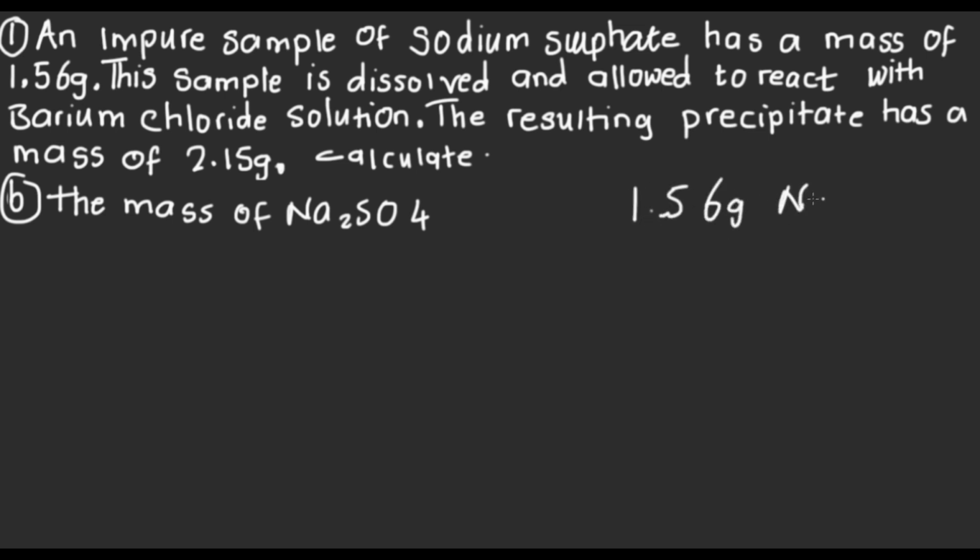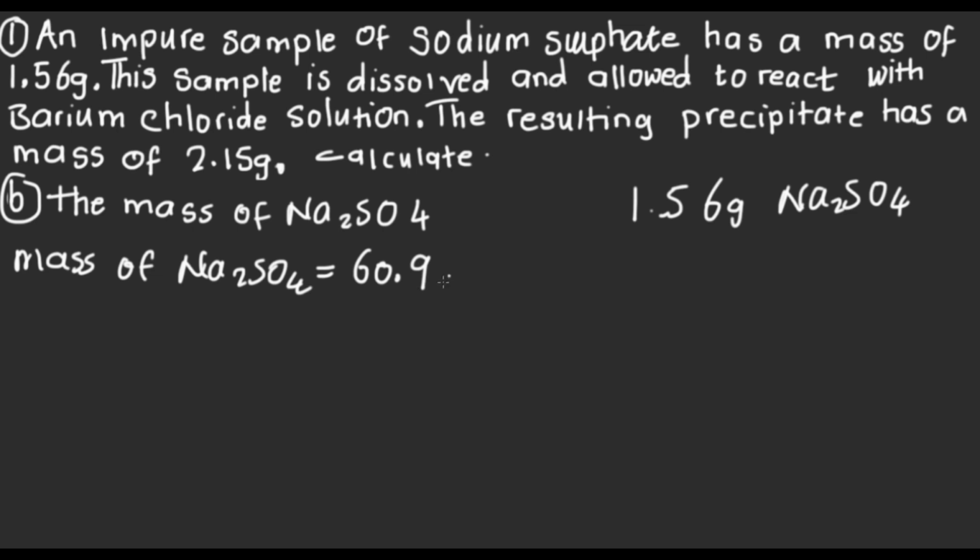Now for question B, from this 1.56 grams of sodium sulfate that was impure, we want to find the mass of sodium sulfate. So we want to just find the purity in terms of mass. So you can just say mass of sodium sulfate. We have the percentage purity. So remember, the percentage purity we said was 60.9. So the percentage purity multiplied by the total mass, including that mass of impurity, will give you the actual mass of that substance which was pure.